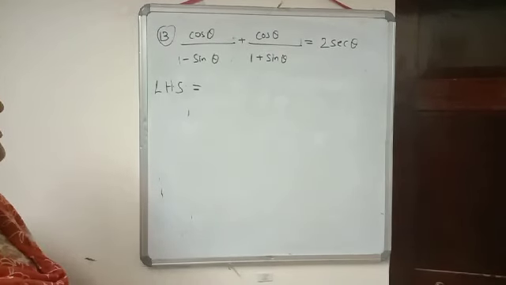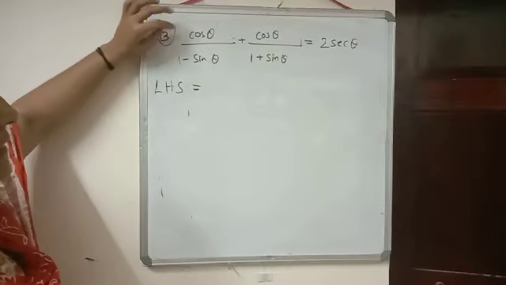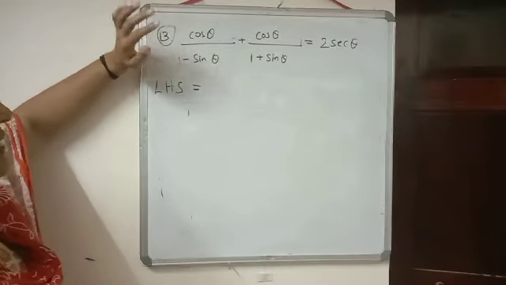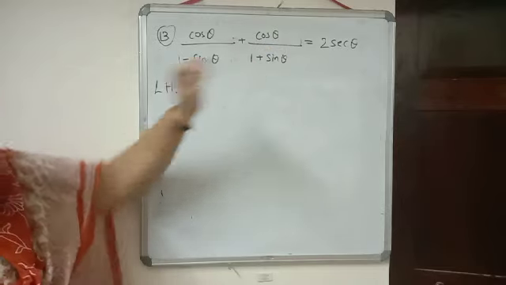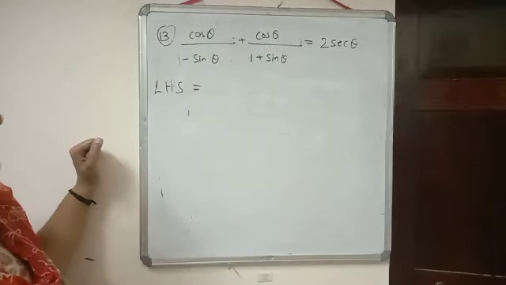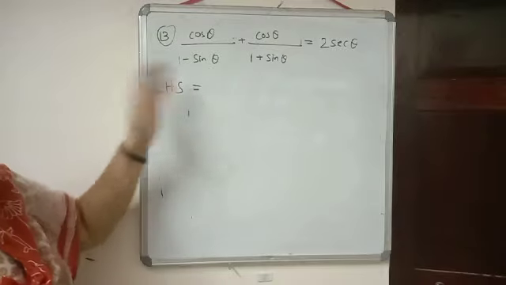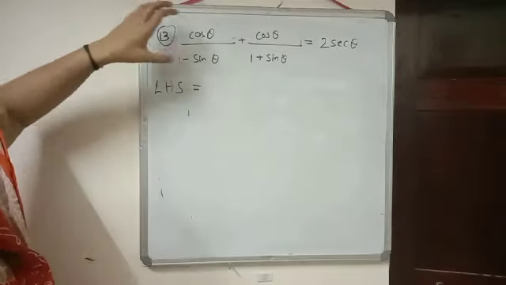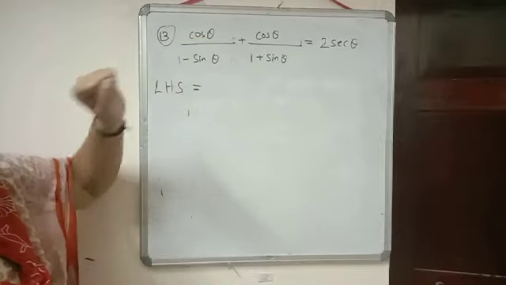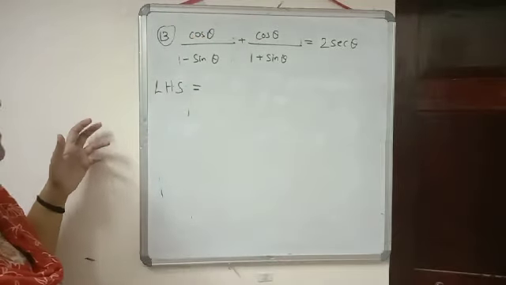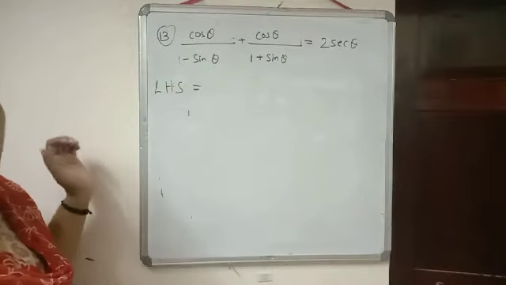Now all of you, in this question you can check, it is given: prove that cos theta by 1 minus sin theta plus cos theta by 1 plus sin theta is equal to 2 sec theta. Now we can simplify the left hand side. On the left hand side we have two terms in the form of fractions. Then what we can do? Yes, we can do the cross multiplication.